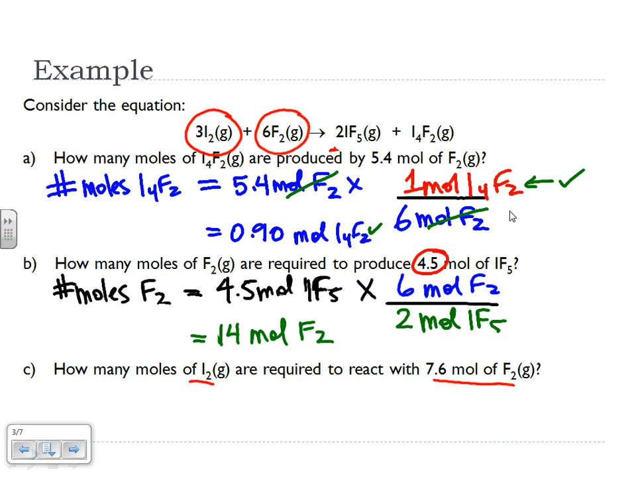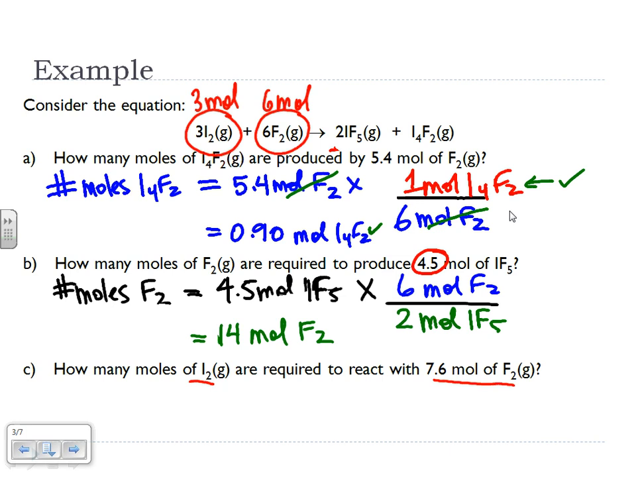Okay, so I know from my balanced chemical equation that if I have 3 moles of this, it will react with 6 moles of the F2. Okay, so it's a 3 to 6 ratio or a 1 to 2 ratio, however you want to look at it, is fine.